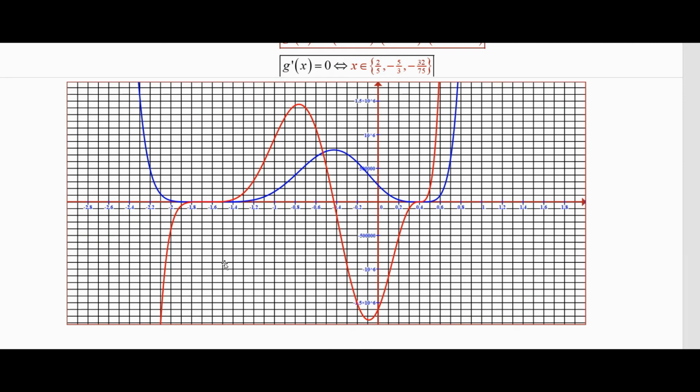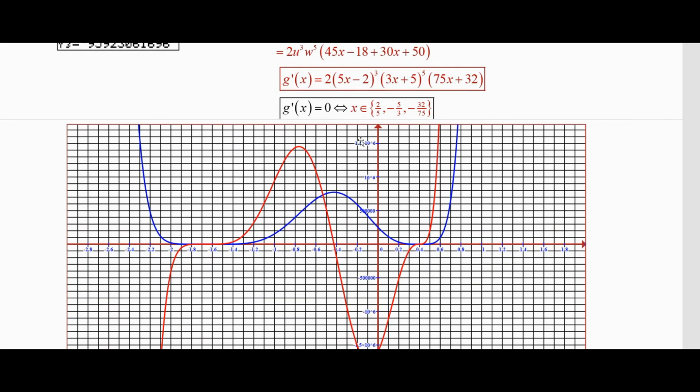Here I use Graphmatica to graph the original graph in blue and the derivative in red, I believe. And you can see some of the things there. For example, both the original and the derivative are 0 at 2/5 and negative 5/3. 2/5 is 0.4 right there. Negative 5/3 is negative 1.6 repeating, which is somewhere about here. And then the derivative is equal to 0 also here at negative 32/75, which is right about here.